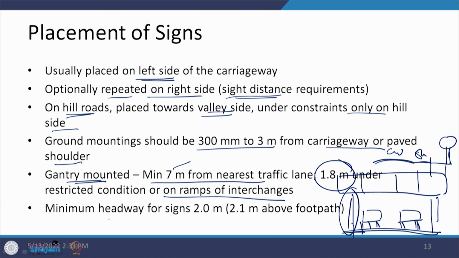Then another thing is the minimum headway for signs, from the top of the surface or a footpath, which is being talked about here. So, it is like 2 meters, but on a footpath say 2.1 meters is what we talk about. So, that is how it is to be provided. So, this distance is 2 to 2.1 meters.